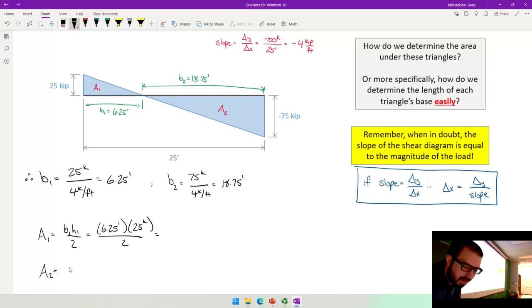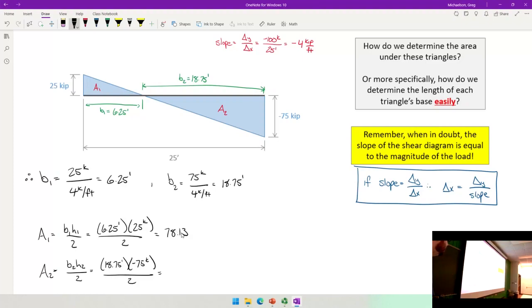While you all are breaking out the calculators, we can set up the other one. We'll call that one negative since it's going to be a negative area. What do we get for the first one? 78.13. And notice the units are going to be foot kips, which, I mean, that's a moment. We're integrating a shear diagram, so we should get a moment. What about the next one?